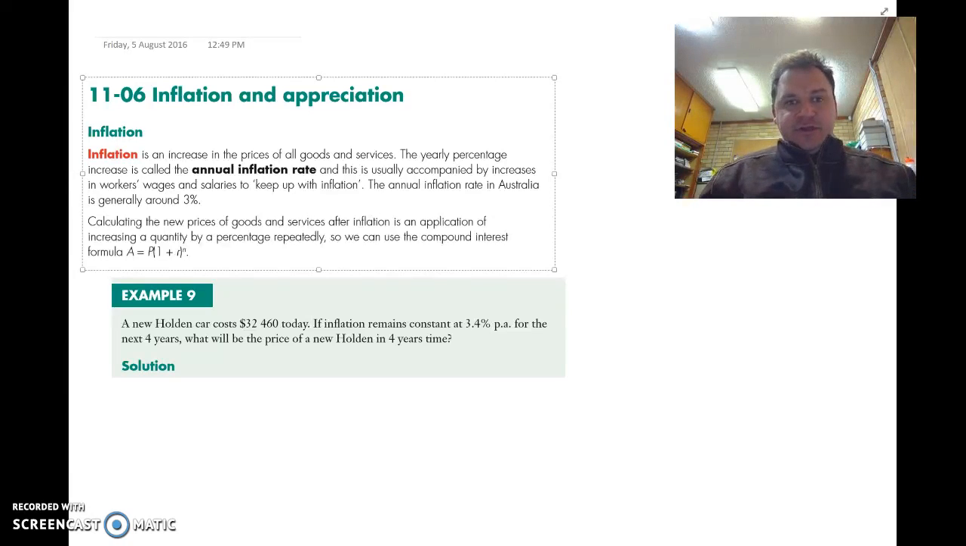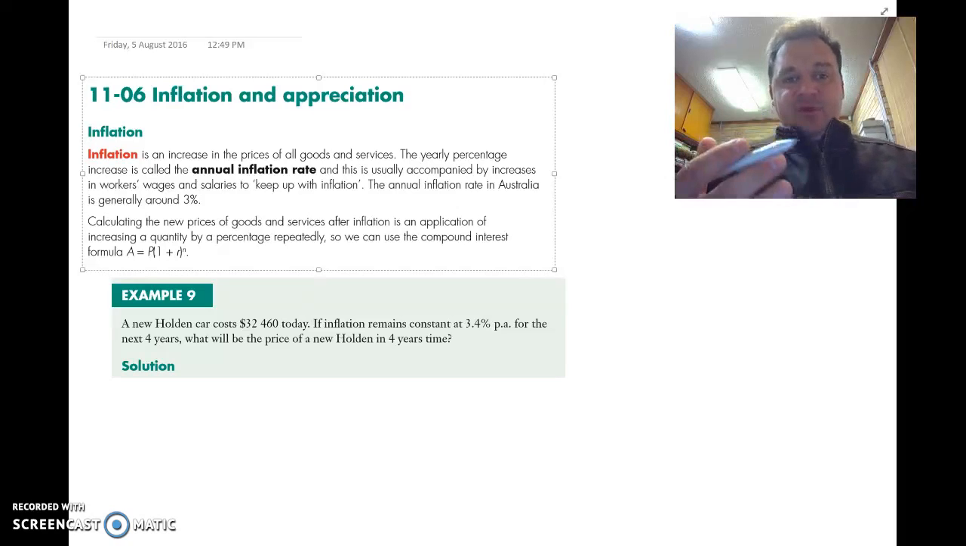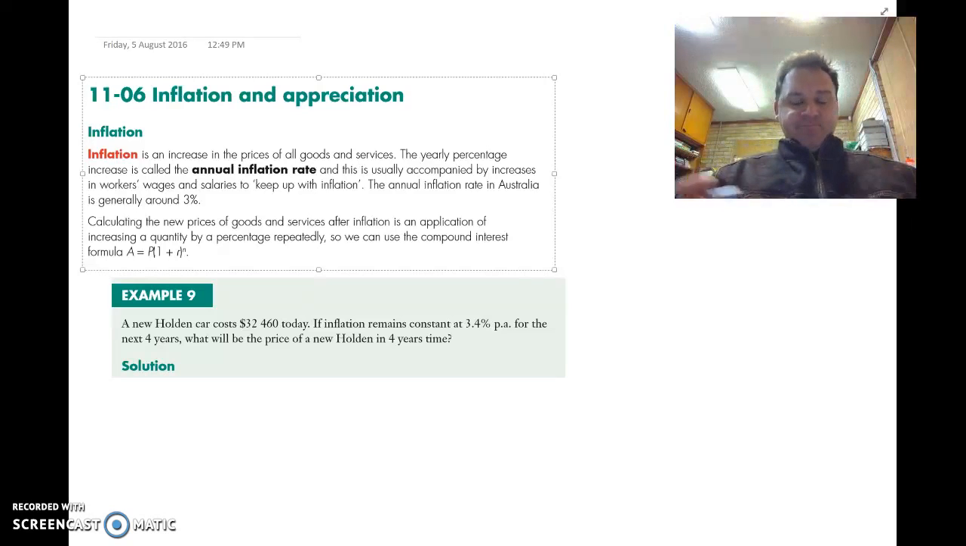All right, so inflation is an increase in the value of goods. Like when you buy a house and it increases in value over time, we call that inflation. Generally, historically, the value of everything has increased over time around 3%. And so we say the annual inflation rate in Australia is generally around 3%.